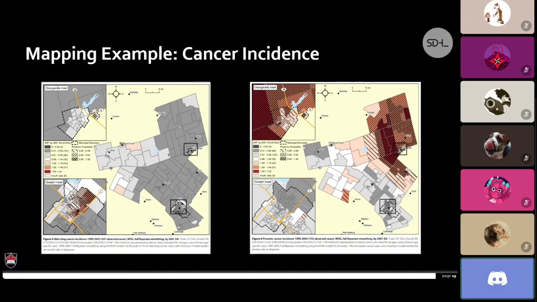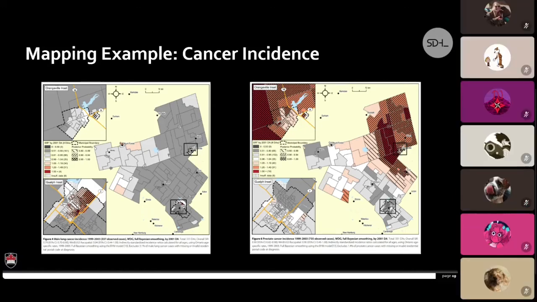So, looking at data, looking at disease incidence, you have to understand it in context. You have to have a sound theoretical model for how diseases spread within communities. Next slide, please.